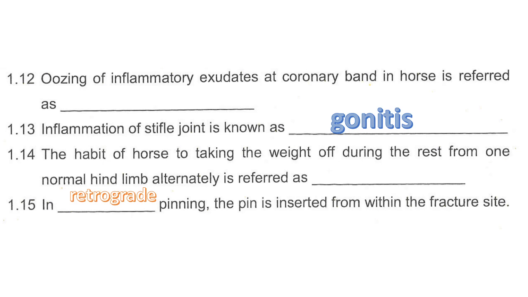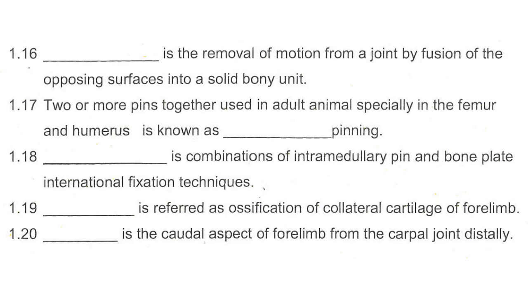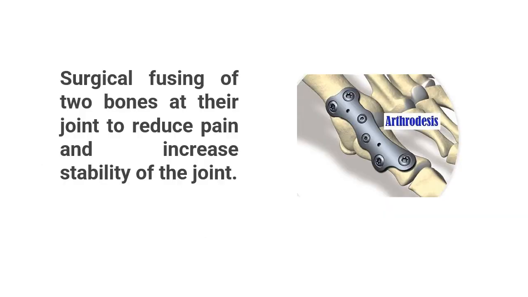Next, in retrograde pinning, the pin is inserted from within the fracture site. When do we insert the pin from the fracture site? That is called retrograde pinning. The 16th fill in the blank: removal of motion from a joint by fusion of the opposing surfaces into a solid bony unit. So it is arthrodesis, a surgical fusion of two bones at their joint to reduce pain and increase stability of the joint. You can see it in the picture also.